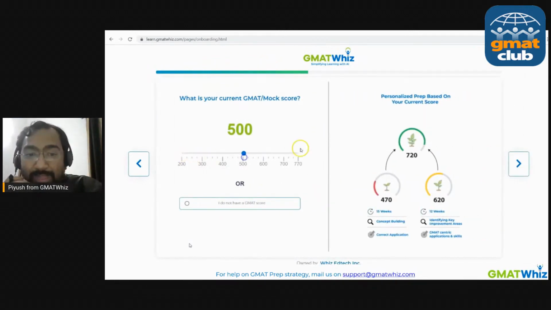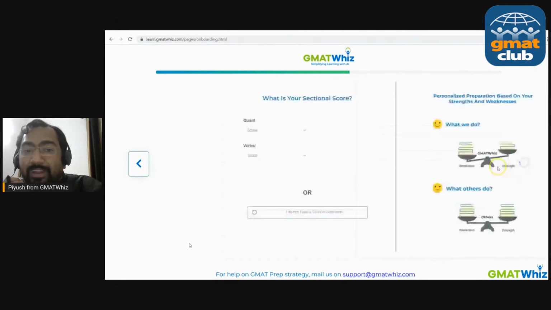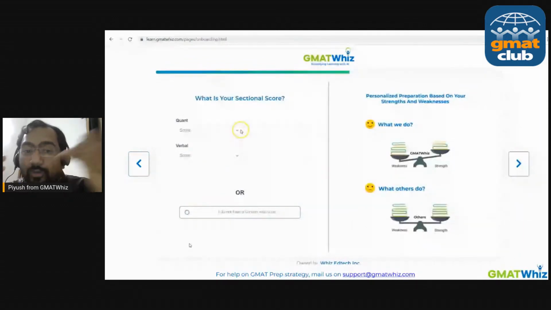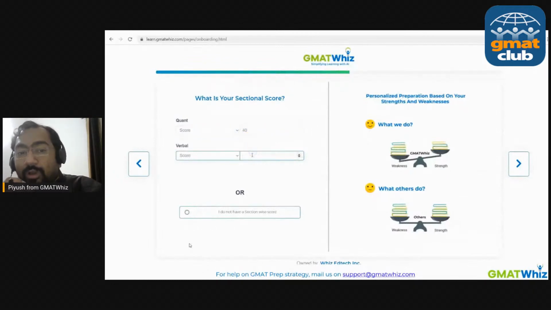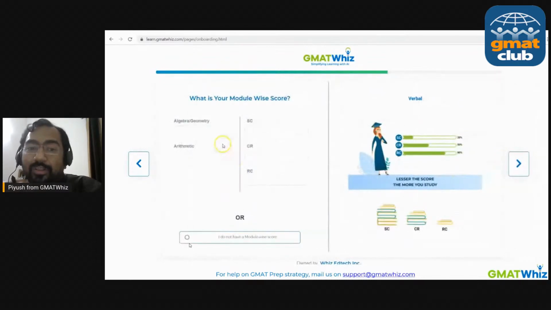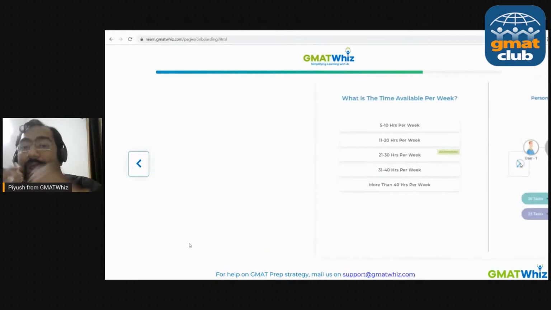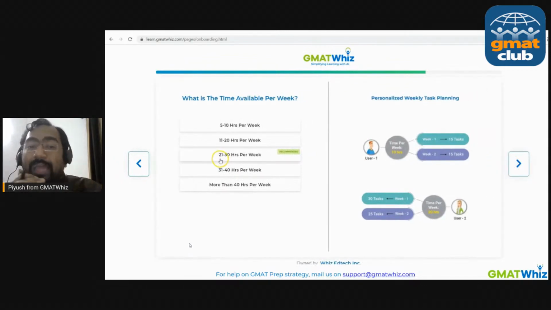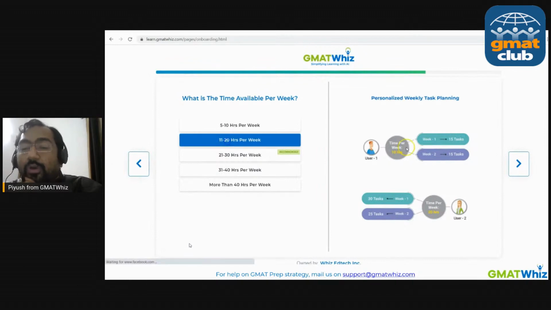You can mention your score over there, and then it will ask you if you have sectional scores. If you know your quant and verbal scores already, do mention it over here. It will take that into account while creating your plan. And if you know any further details about your SC, CR, and RC performance, do mention all of that, or just mention you don't have your module-wise score. And again, then mention how much time you can study per week. So a personalized study plan will be created for you free of charge.